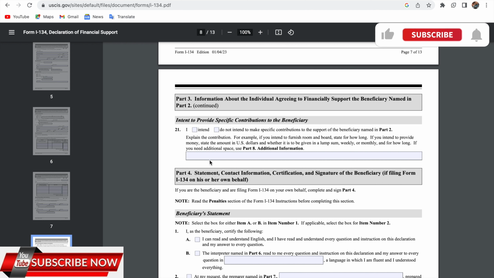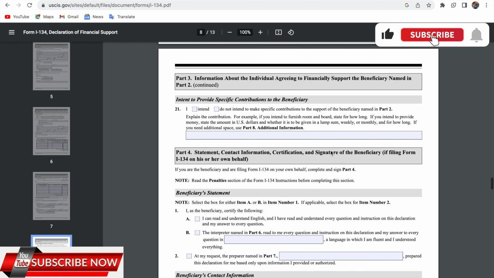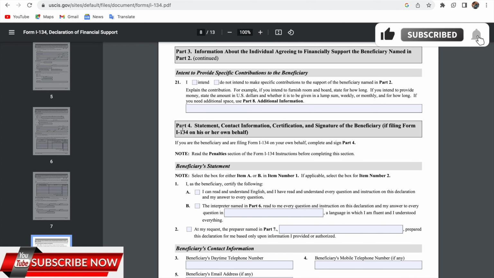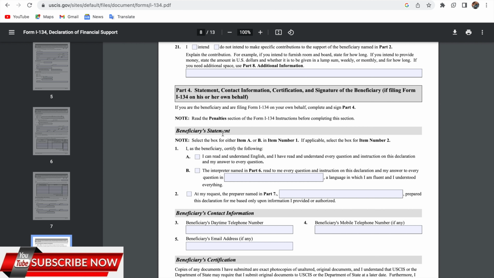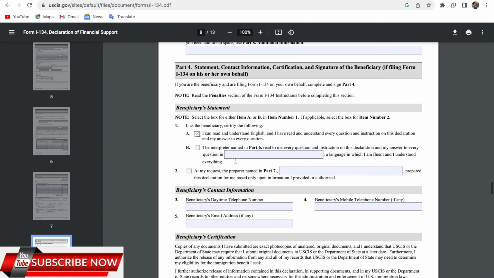But if you click on I intend, you just have to provide that information over here. And it says Part 4, Statement, Contact Information, Certification, and Signature of the Beneficiary. So it says, I, as the beneficiary, certify the following: I can read and write. So the beneficiary that you are applying for can read and write.